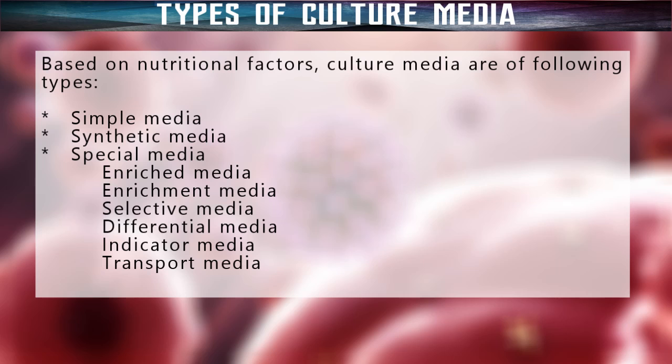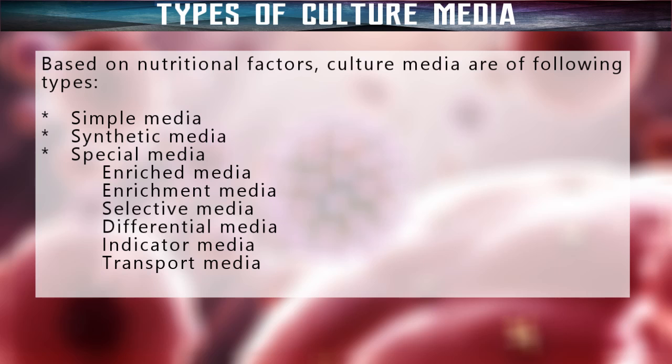The second is synthetic media. These are prepared from pure chemicals and the exact composition of the medium is known. These are used for special studies. The next is special media. This includes enriched media. The media are enriched usually by adding blood, serum or egg. Examples of enriched media are blood agar and Lowenstein-Jensen media.